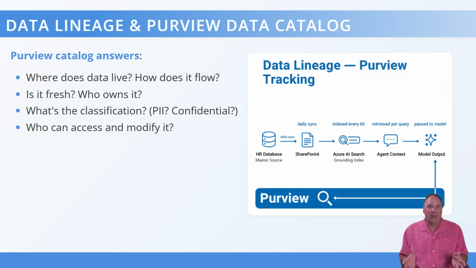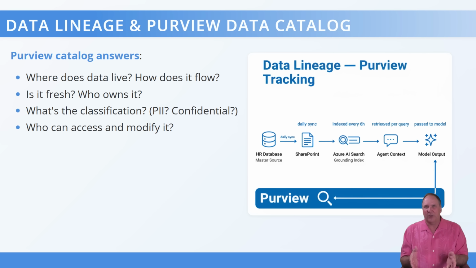Models don't live in isolation. They need data, and data needs to be tracked and governed. That brings us to data, lineage, and Microsoft Purview. Your agent's grounding data comes from somewhere: SharePoint, a database, external APIs, PDFs.